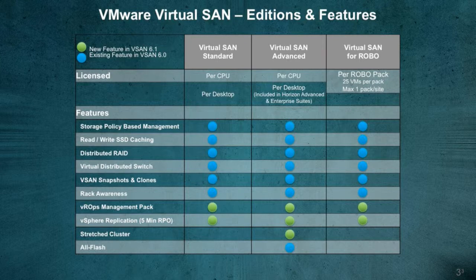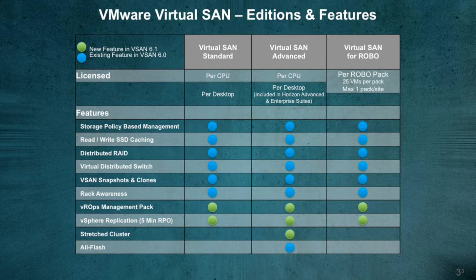Now, if you happen to be a customer that's using VDI, which may or may not be particular to ROBO, but if you're using VDI, then if you have Horizon Advanced or Horizon Enterprise, you have the capability of running Virtual SAN, any edition really, for free, Standard or Advanced.